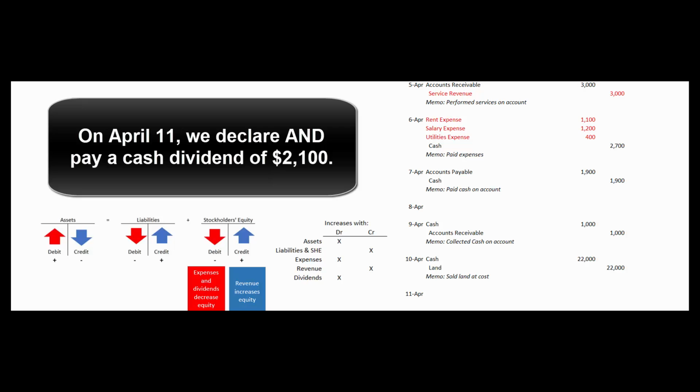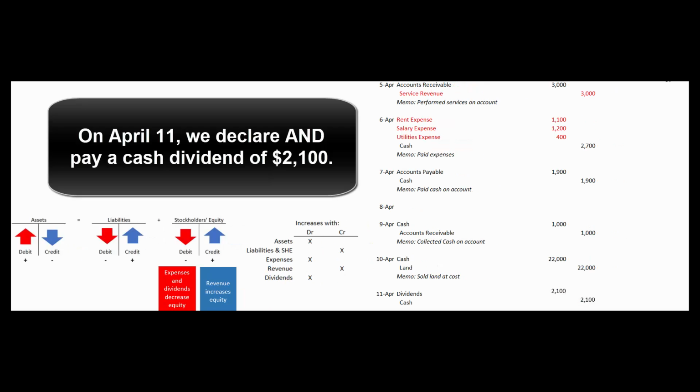Last one, the company declares and pays a dividend of $2,100. Dividends are recorded with debits. Cash is decreasing with a credit. Normally in real life, we would have a dividends payable liability, but in this instance, because we're just learning accounting, we're going to declare and pay the dividend on the same date. So we debit dividends for $2,100 and credit cash for $2,100. And that's journal entries. Hope that helps.